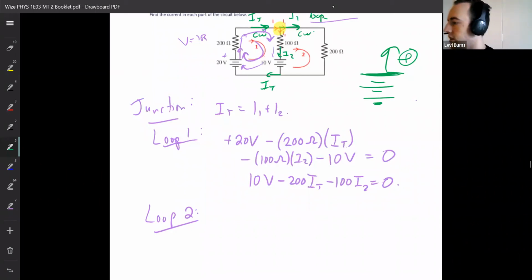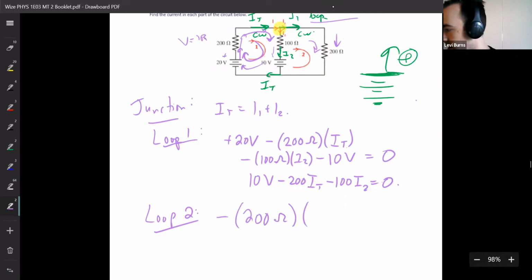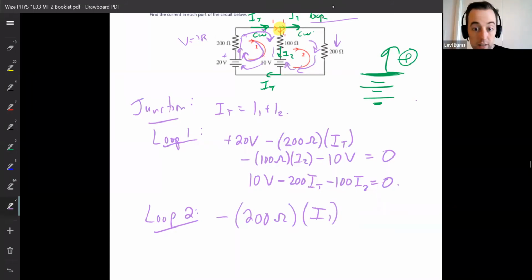For loop 2, I'm actually going to start the loop over here just to do the easier part first. So we've guessed that the current is going down here, and that's the same direction as our loop. So this is going to start with a negative 200 ohm. Now what's the current here? The current here, we called it I1. So now we're going to keep going around the loop. There's nothing going on here. Now we're going up. Now we're going through the battery the correct way.